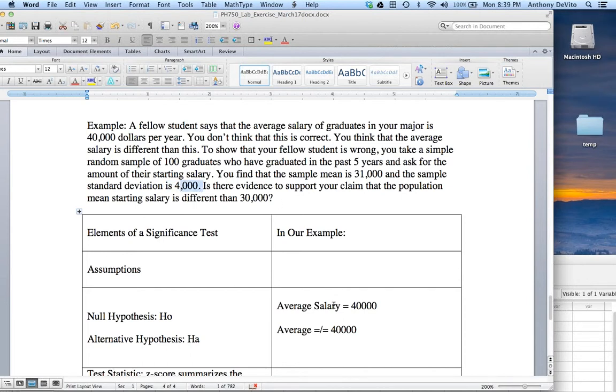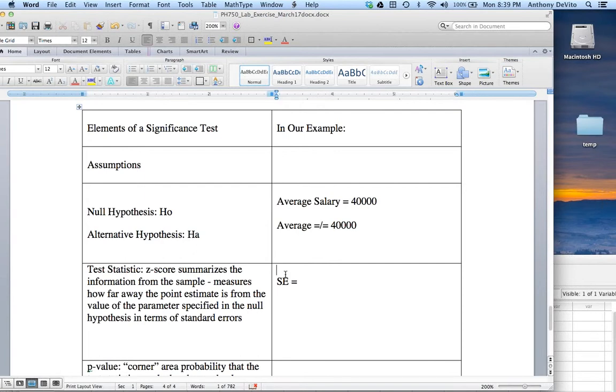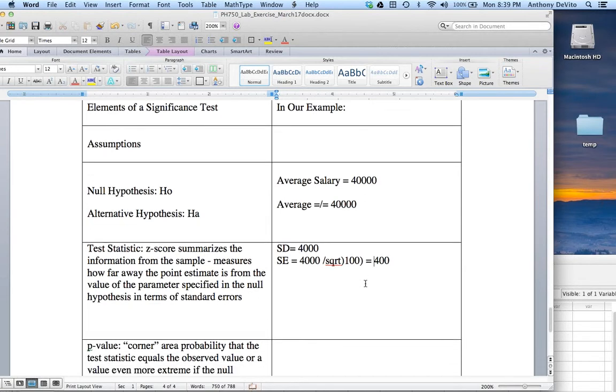That standard deviation is 4,000. So the standard error is going to be equal to my approximation of the population standard deviation, which is 4,000, divided by the square root of the sample size, which is the square root of 100, which is 10. So that's going to be 400. That's going to be my standard error.